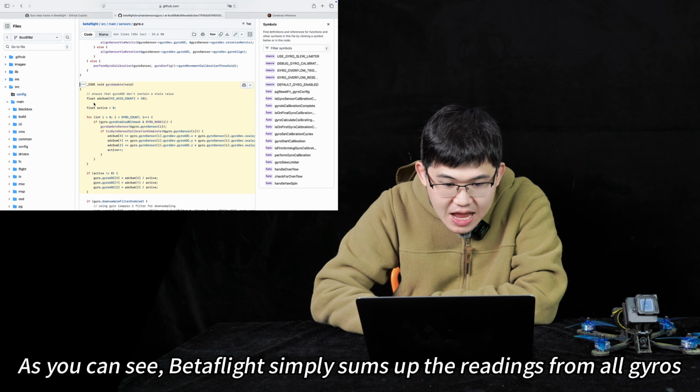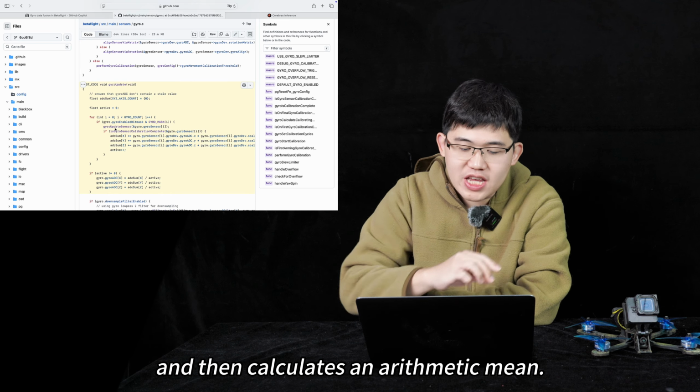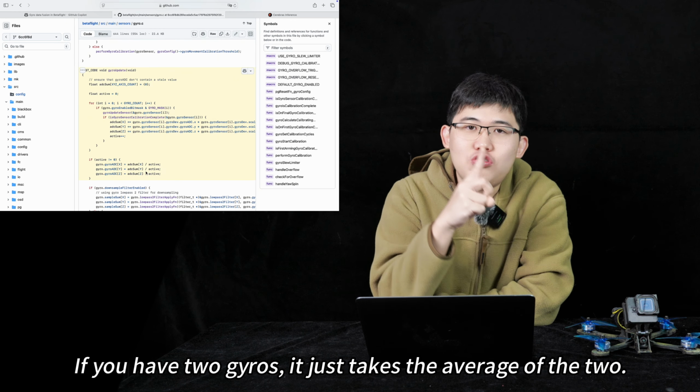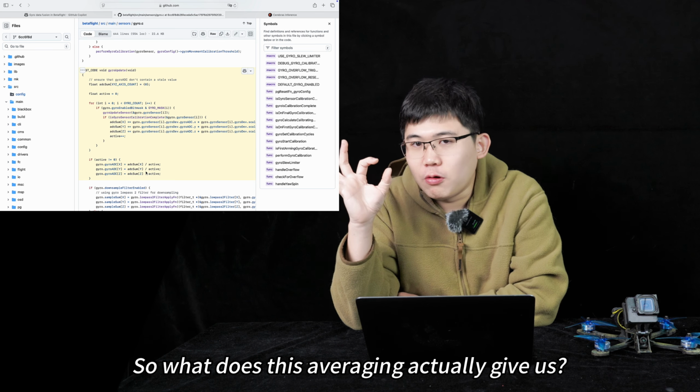As you can see, Betaflight simply sums up the readings from all gyros, and then calculates an arithmetic mean. It's really that simple. If you have two gyros, it just takes the average of the two. And if you have 3 gyros, it averages all 3 of them. So what does this averaging actually give us?